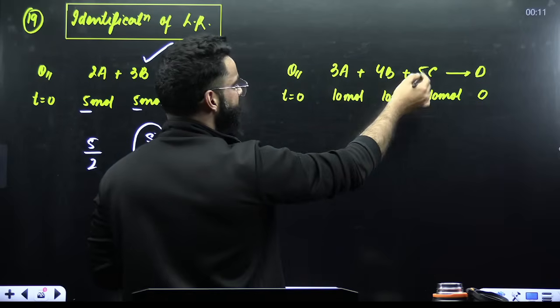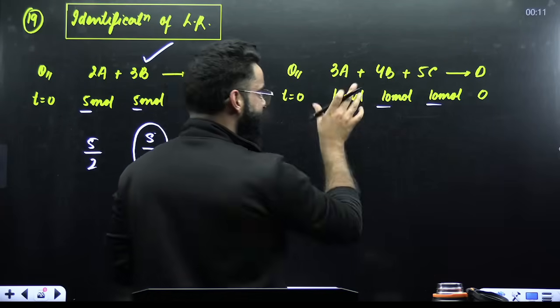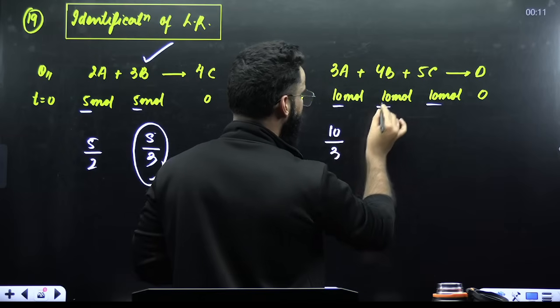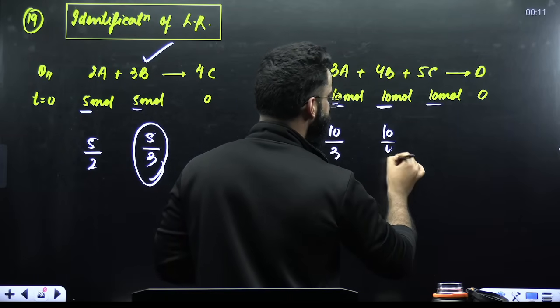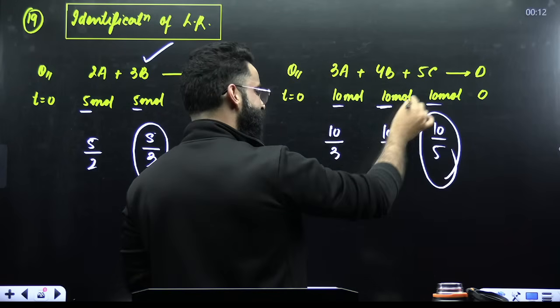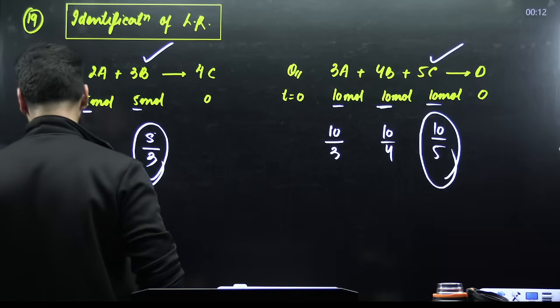The one that gets the lesser value, that is the limiting reagent. Similarly, 3A plus 4B plus 5C gives D. So its moles are given. What do we have to do? Divide the given moles by the respective stoichiometric coefficient. So this 10 divided by its stoichiometric coefficient. This 10 divided by its stoichiometric coefficient. This 10 divided by its stoichiometric coefficient. The one that gets the lesser value. 10 by 5 is least among all. Right? The one that gets the lesser value, that's your limiting reagent always.